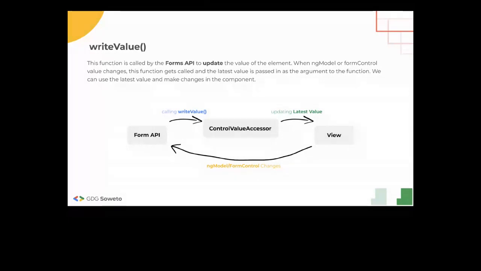After the change of that form control value or the model, the form API will call the ControlValueAccessor method, which is writeValue. After calling writeValue, the updated value comes in, and that value should be passed to our view, DOM or component to update the value and render it on our view. After updating the value, ngModelChange will update the form API. So this is the main purpose of writeValue, which is provided by the ControlValueAccessor interface in Angular.